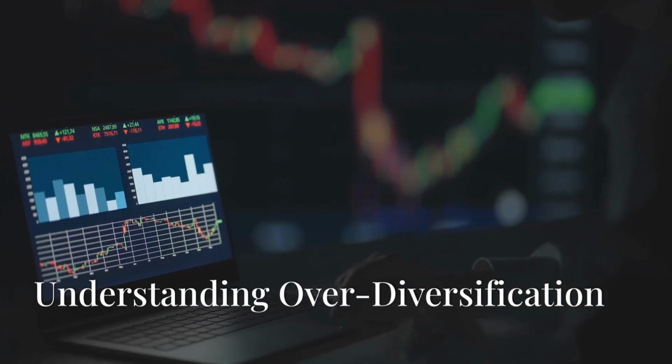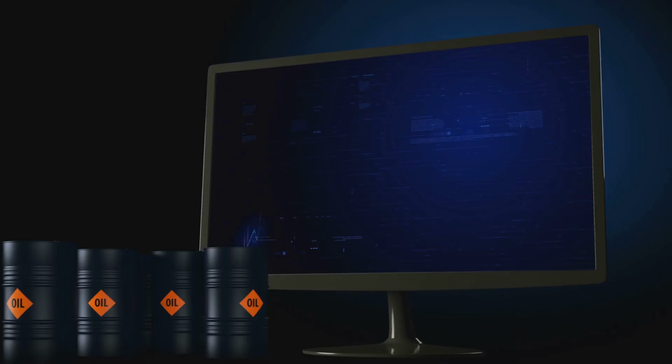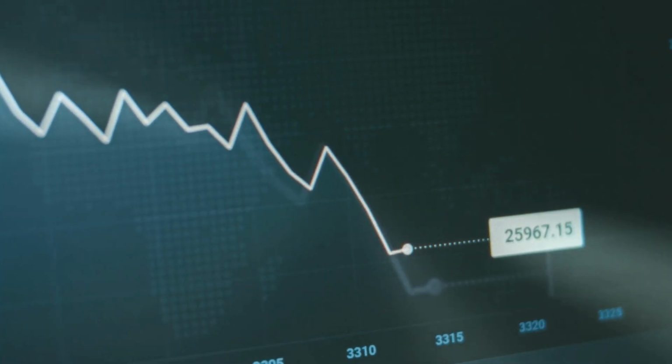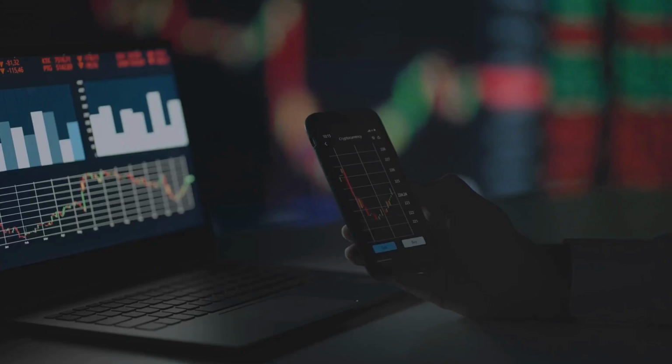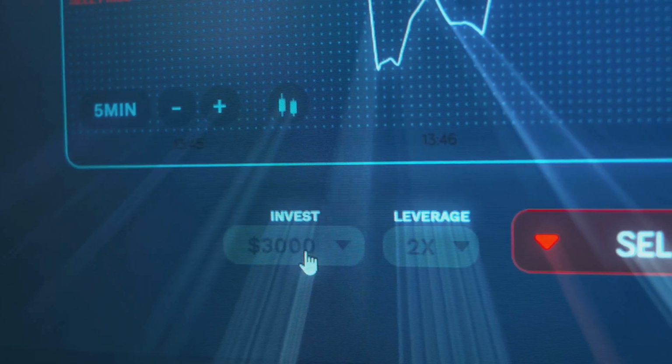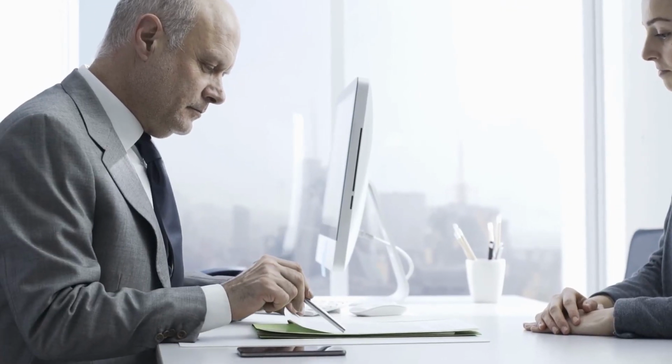Over-diversification occurs when an investor spreads their investments too thinly across too many assets. This can dilute potential returns. Instead of enhancing performance, it can lead to mediocre results. Gains from well-performing assets are offset by others. The impact can be significant. Portfolios may not generate expected returns, especially if additional assets don't reduce risk.